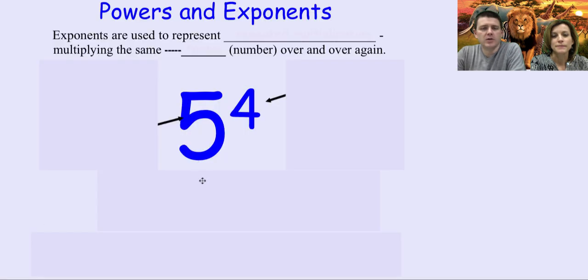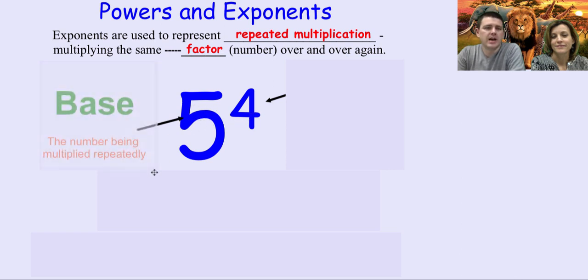All right, we've got some notes to write down here. Start off with our definition up top, powers and exponents. It's kind of the two different ways of talking about the same thing. Exponents are used to represent repeated multiplication, multiplying the same number over and over and over again. We call that the factor that's being multiplied together. So there's our big number and our little number.